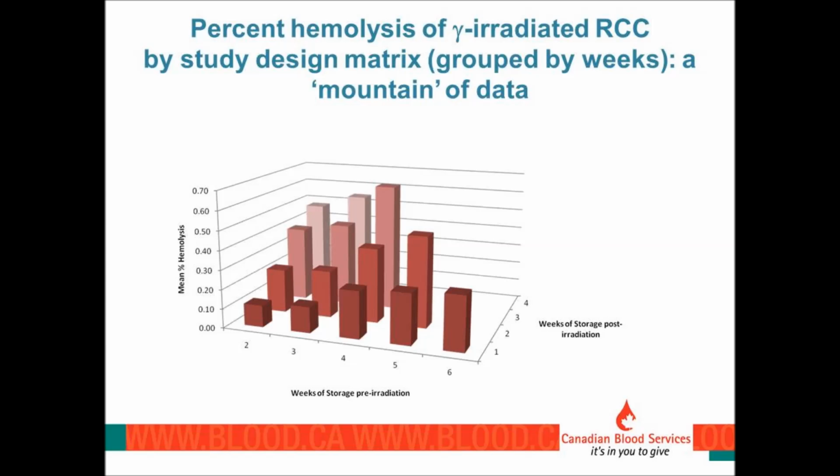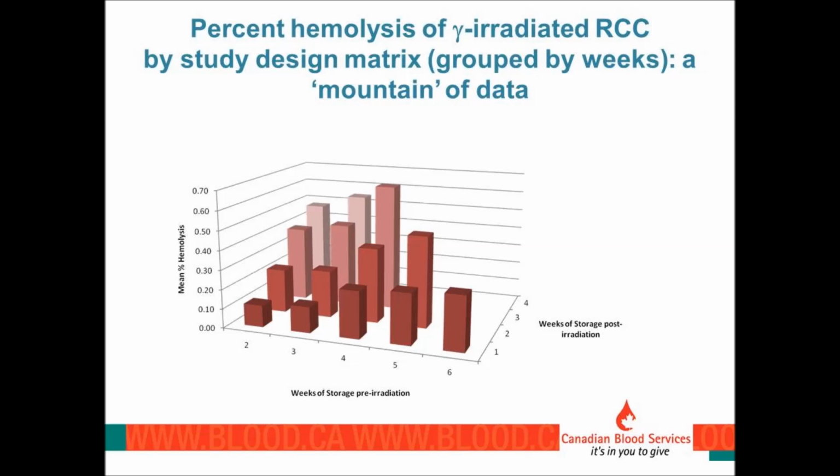It's really too bad because the graph's what's important. As you go out in the weeks, this is along here, the weeks of storage. I like using the weeks of storage along this axis, the weeks of storage pre-irradiation, and then weeks of storage post. So these are the ones that were irradiated going back on the axis coming towards you, and this is the weeks going out. But as you show, if you irradiate a unit that's been held longer, you still have higher hemolysis. Even the age of the hemolysis goes up with the age of storage.